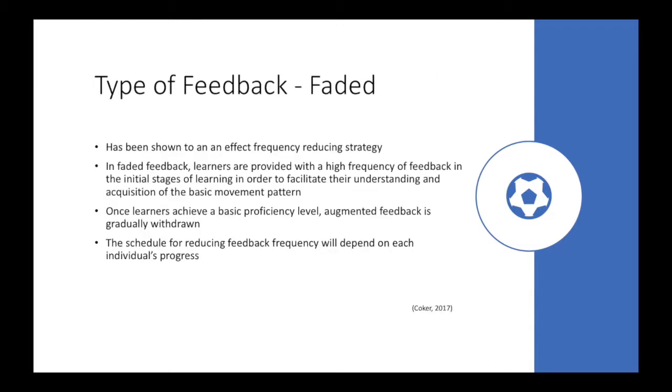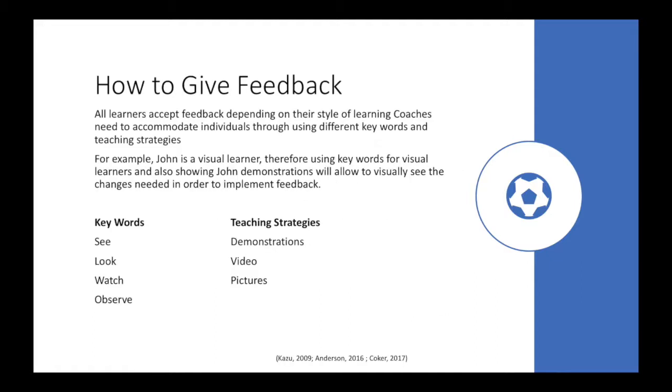Faded feedback is an effective frequency reducing strategy. In the initial stages, feedback is high, and once proficient, feedback is lower. Individual variance may occur. Faded feedback is used across the 4 weeks. Different learners learn in different ways.